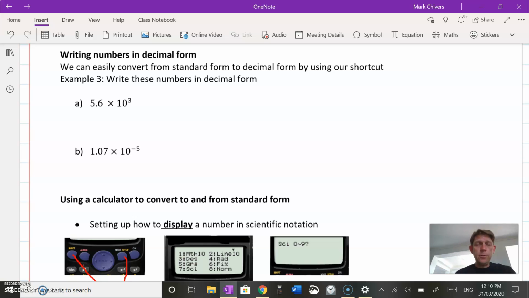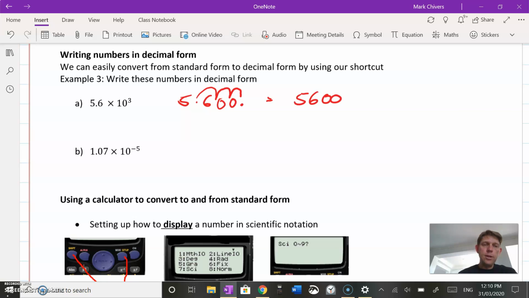So going backwards, if I can write 5.6 times 10 to the power of 3, so it's going to get bigger. I bounce my decimal place 1, 2, 3 times. So now my decimal place is going to end up there. I'm going to have to fill the gap in with zeros. So I'm going to end up with 5,600.